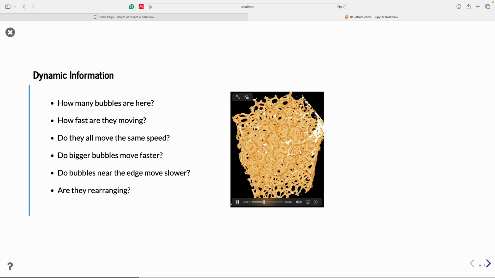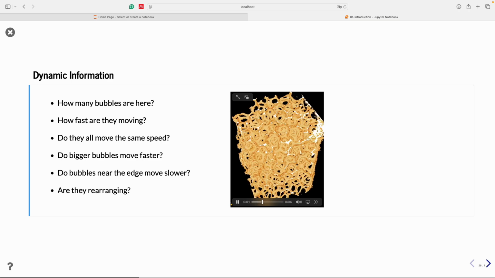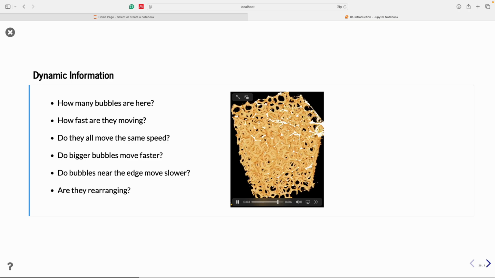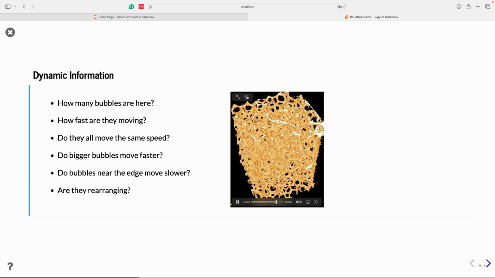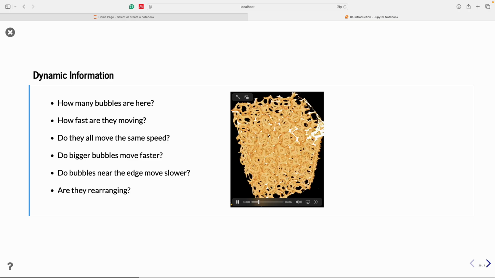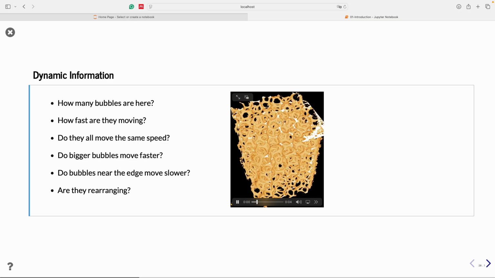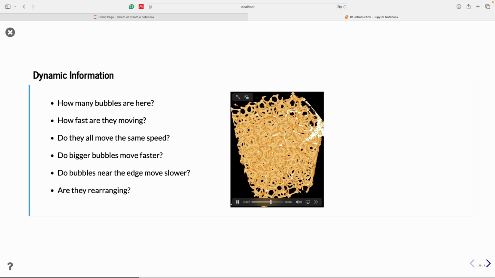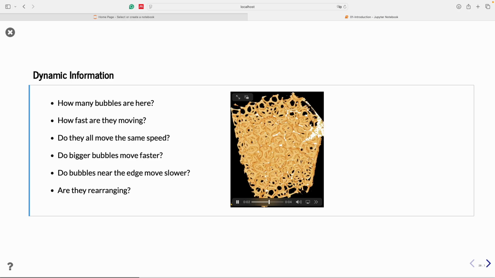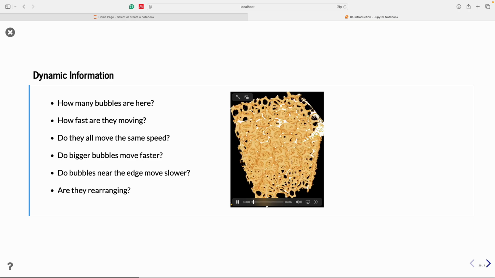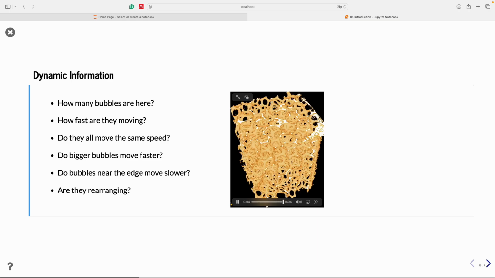But the questions that are asked here are: first, how many bubbles are there? How large are they? Is there a size distribution difference depending on where in the sample they are, lower or in the top, along the walls? Where do they move faster because of the fluid dynamics? And also, are they rearranging, maybe merging or splitting? All that information we want to tell from a data set like this.